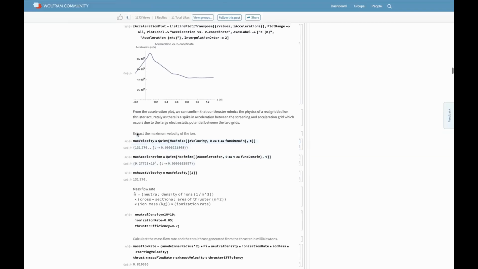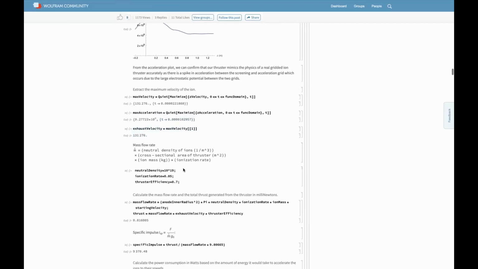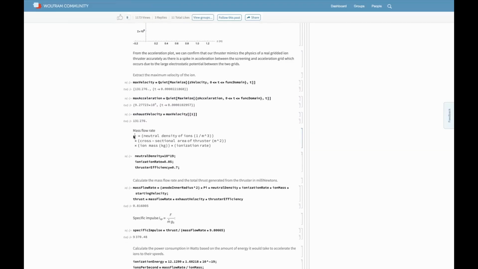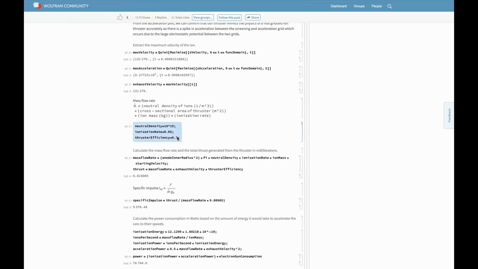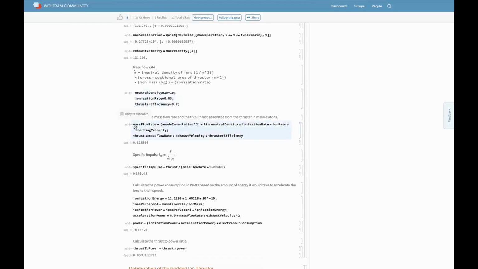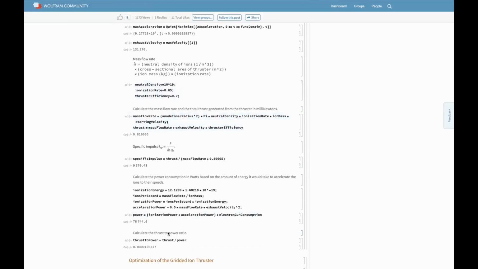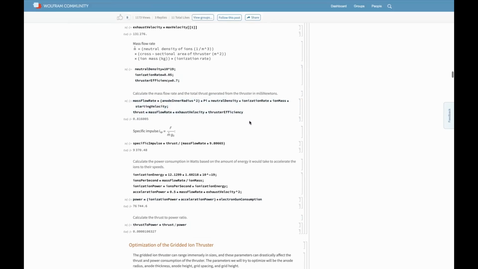And so from the graphs, we extract the maximum velocity and maximum acceleration. And I use that to calculate the mass flow rate, which is just the neutral density of the ion multiplied by the cross sectional area of the thruster multiplied by the ion mass multiplied by the ionization rate, which I assumed to be 0.7, which is also a typical value for what percentage of the xenon gas is actually ionized. And through that, I'm able to calculate the actual amount of thrust and specific impulse generated from my simulation.